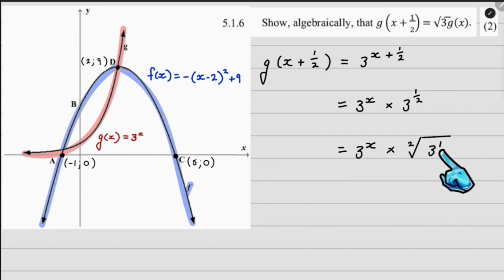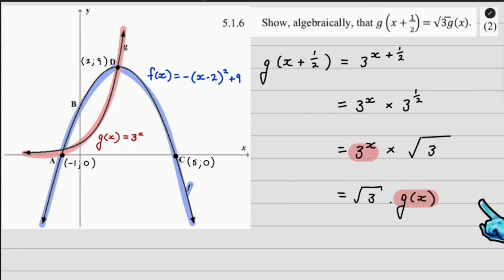And 3 to the power of 1 is just 3. And I don't need this 2 here. If I have a square root, it's implied that there's a 2 there, so I can get rid of this 2. And now I've essentially almost proved what they've asked me to do. I've got the root 3 over there, and then this is g of x, so I can just change this to g of x. And then my job is done. So let's have a look where the marks are coming from. The 2 marks come from the correct substitution as well as the correct use of exponent laws.